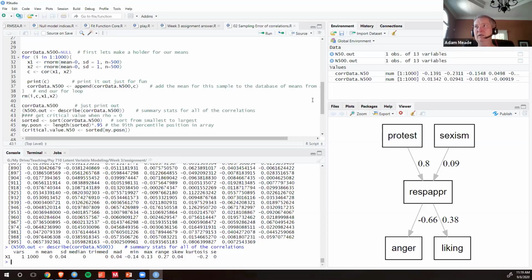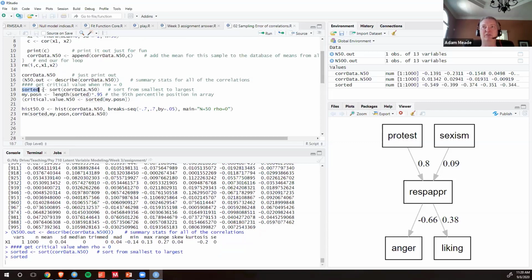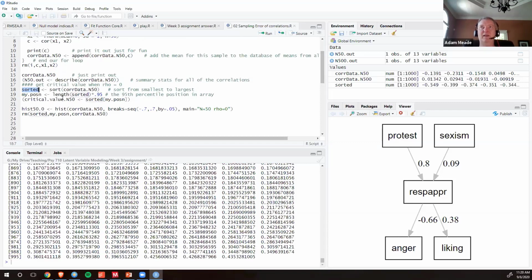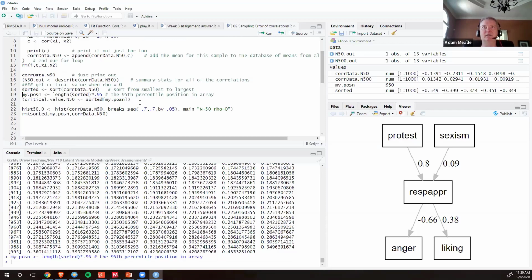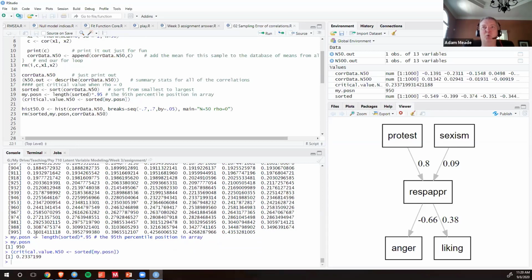Okay, so how does this relate to significance testing? Well, what do you do in significance testing? Well, we have a p-value we compare things to, right? And if I go here to my 50, and I take those 1,000 correlations I computed with an N of 50, and I sort them, right? You can see they go now from lowest to highest. I can actually pull out the position associated with the 95th percentile, and it's number 950 out of 1,000. And then what I can do is I can pull that actual value, okay?